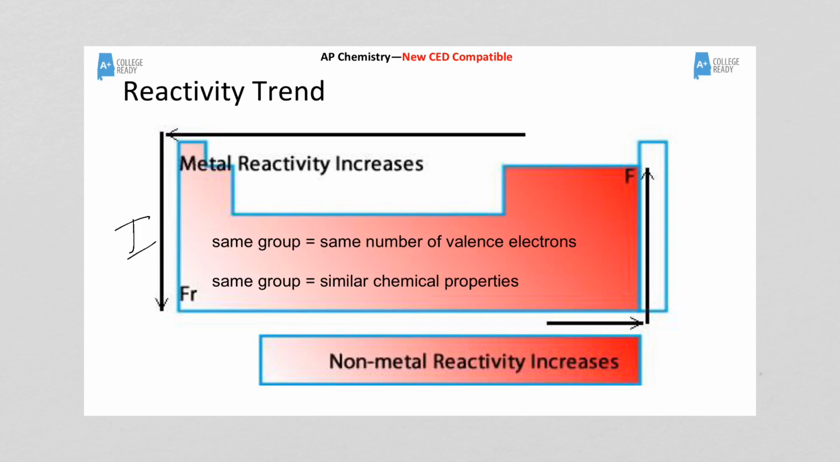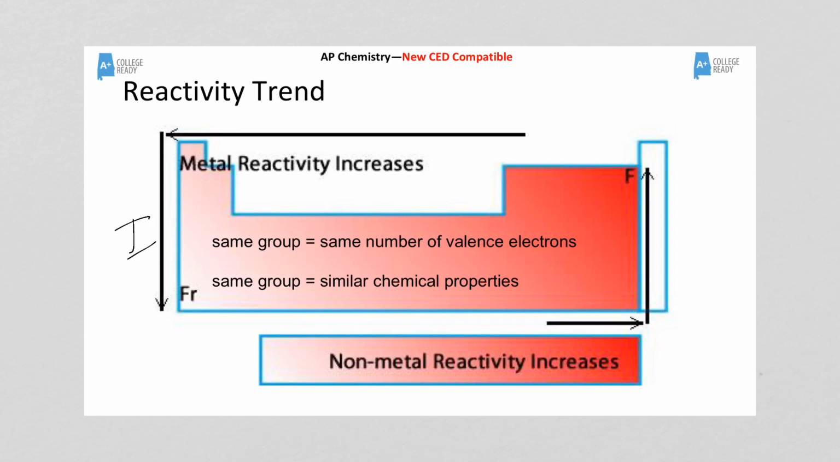The lower an ionization energy, the more reactive a metal. Okay? The less energy it takes for a metal to lose an electron, the more reactive it is. So notice group 1 are the most reactive metals, and francium and cesium at the bottom of group 1 are the most reactive metals. Okay?